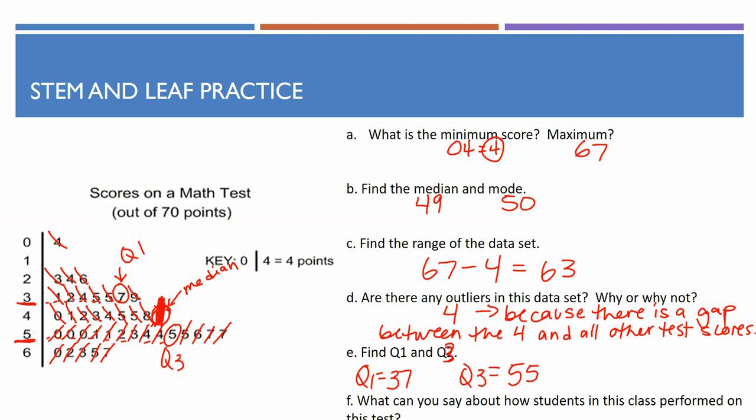So the last question, question F. It says, what can you say about how students in this class performed on the test? So, in other words, overall, how did they do? I'm going to erase this so we can see this again a little bit better.